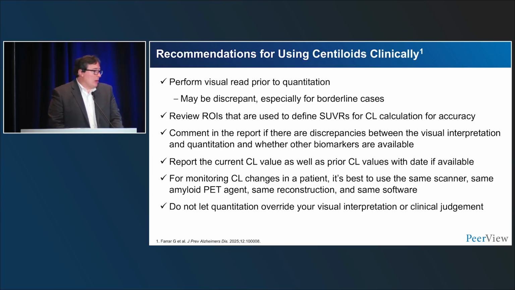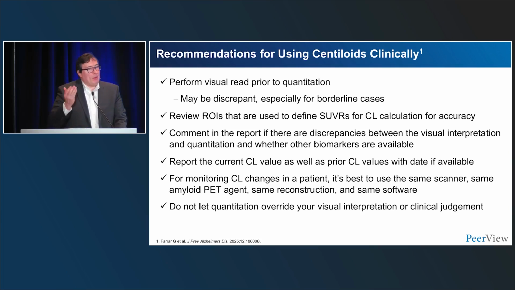There may be cases where you're not confident, but I would highly recommend, whenever possible, rate a scan as positive or negative, but if there's discrepancy, if it's in this borderline or intermediate zone, point that out. Report the Centiloid value in your report, as well as, if there are prior Centiloid values, include the dates, and that can be very helpful to monitor clearance. The referring clinicians, if they're using amyloid reducing therapy, are going to want these values.